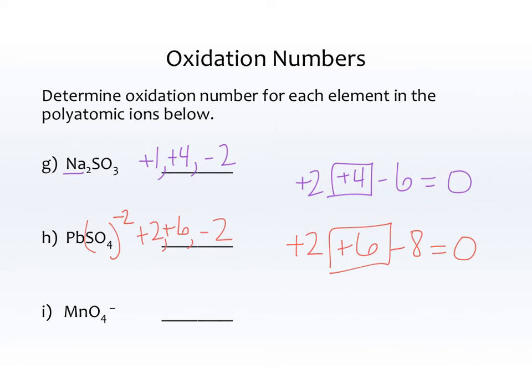All right, last one. We have MnO4 minus. It's MnO4 minus, so the whole thing equals minus 1. Oxygen's negative 2, and there's 4 of them. What number minus 8 equals negative 1? We got a plus 7 for the manganese. And that's how you're going to determine oxidation numbers in a compound.